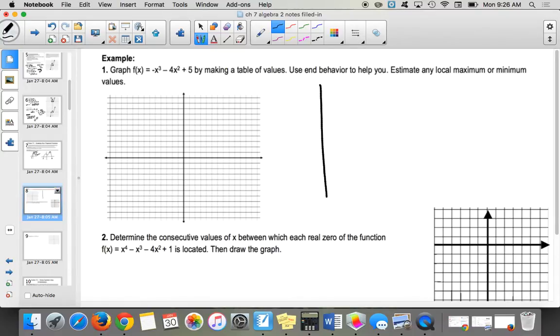So we're going to do a t-table. And we're going to plug in different things. So let's say I plug in 0. When I plug in 0, I get 5. So that's my y-intercept. And let's plug in some things around that. So maybe 1 and -1. If I plug in 1, I get -1 minus 4 plus 5, right? I'm putting the 1 in. So 1 cubed is 1, 1 squared is 1. So that's a 0. That's good. So that's an x-intercept.